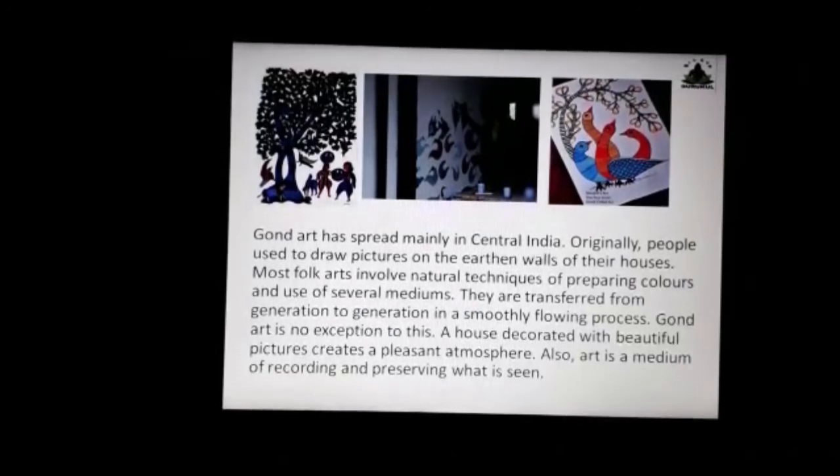Now they are transferred from generation to generation. This is a speciality, it's a talent, right? It is passed down from a parent to the child, and then again to their children, okay? So this is passed on from generation to generation in a smoothly flowing process. Gond art is no exception. A house decorated with a beautiful picture creates a pleasant atmosphere, and they also believe that art is a medium of recording and preserving what is seen.